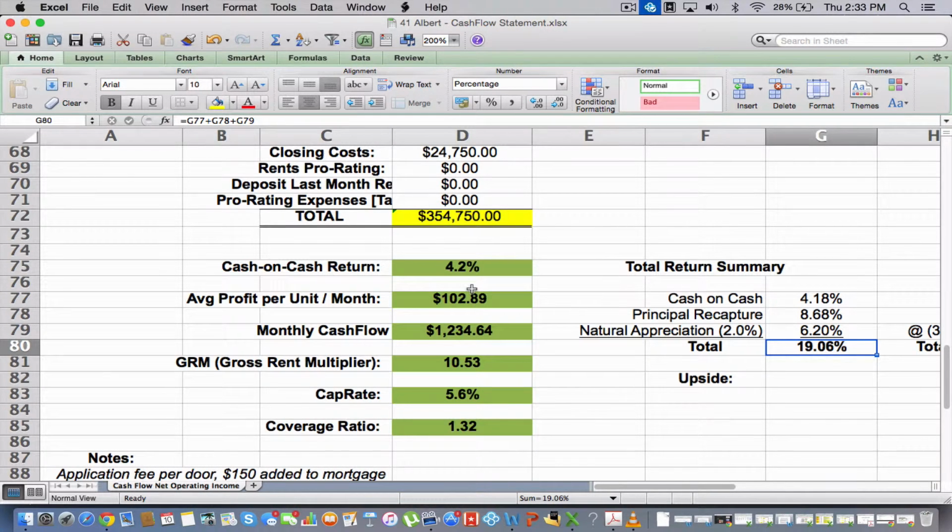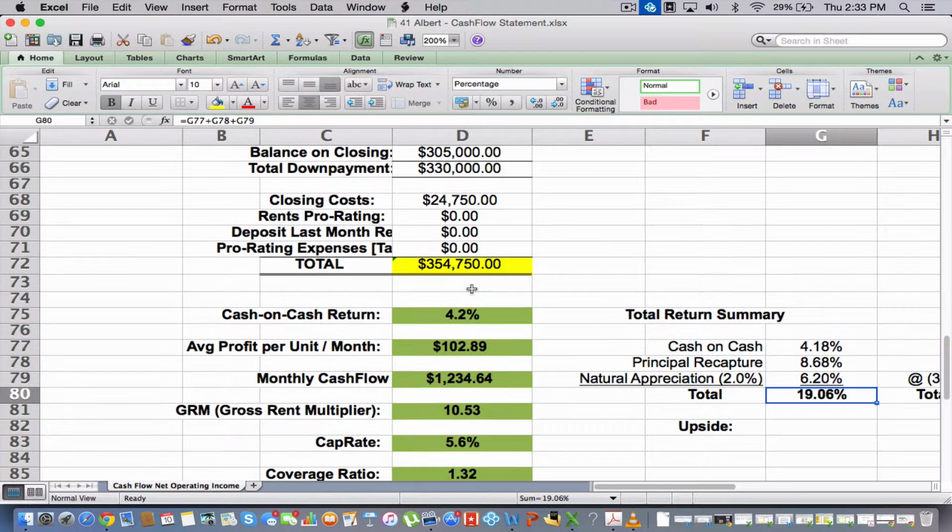Welcome back once again to step 5 of the instructional videos for the Investment Property Analyzer tool. In this final video on the cash flow summary, we're going to explain the summary results.